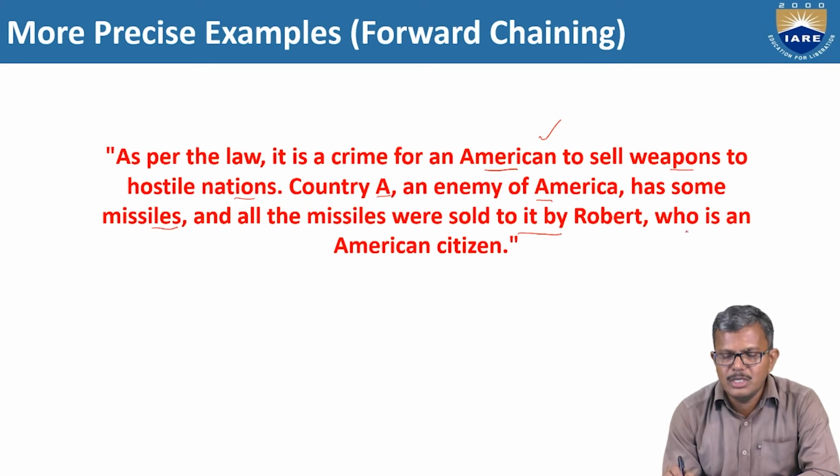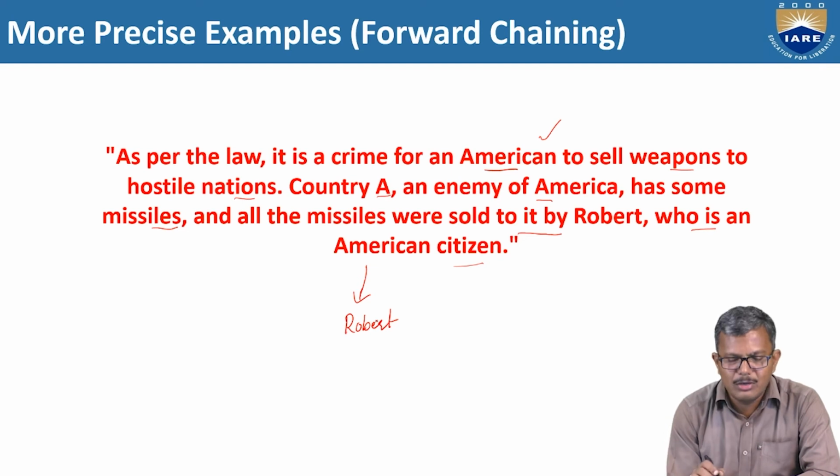Okay, so who is an American citizen? Who is robot here? Robot is an American citizen. This is a paragraph given to us. This is a problem statement. From this problem statement, we need to prove something. What do we have to prove? We need to prove that robot is a criminal here.